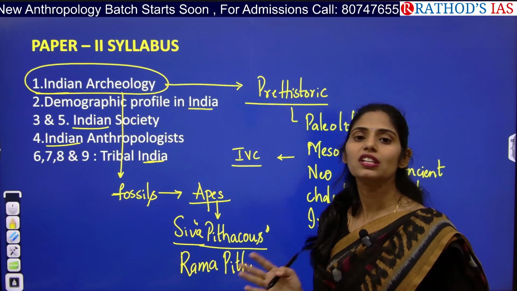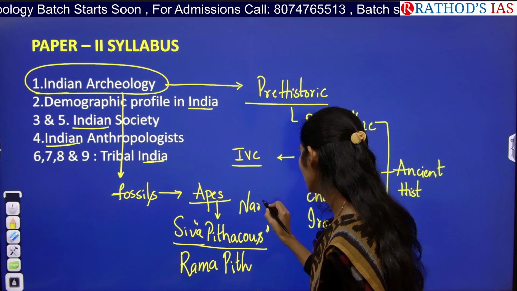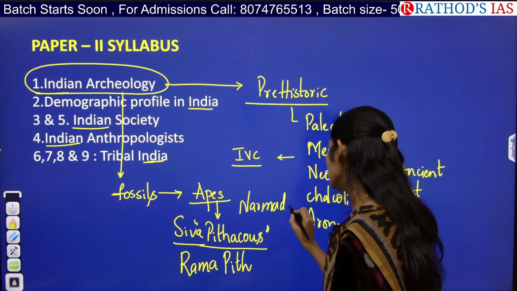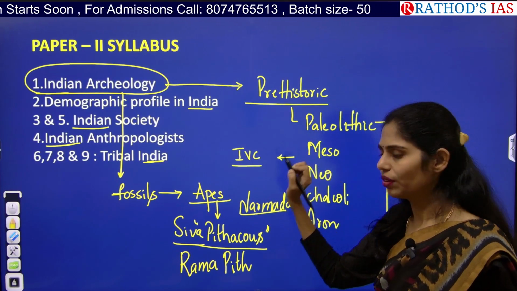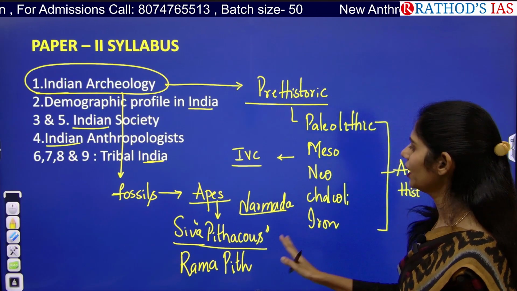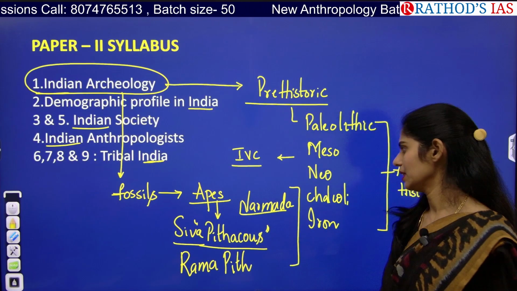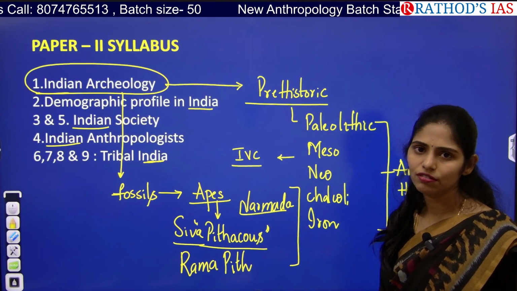And one more fossil found in Narmada. That is called Narmada man. Okay, Narmada man. Sure, there will be at least one question from these three every year in your paper 2. So this is the most expected part. So we'll be seeing even about fossils.